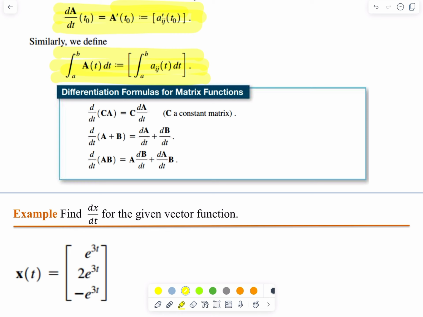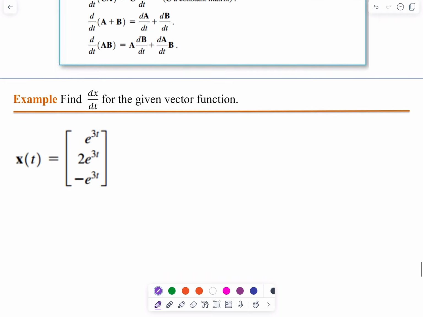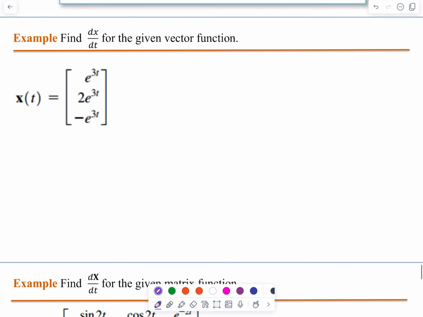We do see our differentiation formulas for matrix functions are quite obvious. The derivative of a constant multiplied by the matrix is the constant multiplied by the derivative of the matrix, and so on. The derivative of the sum of the matrices is equal to the sum of the derivatives, and so forth. And you can see here the derivative is the product rule. So those apply.